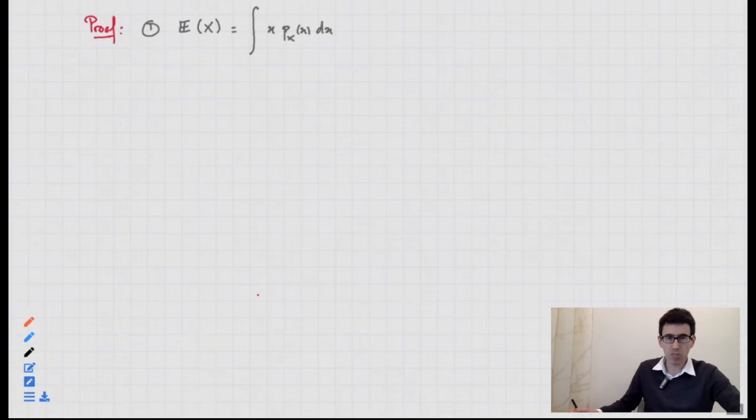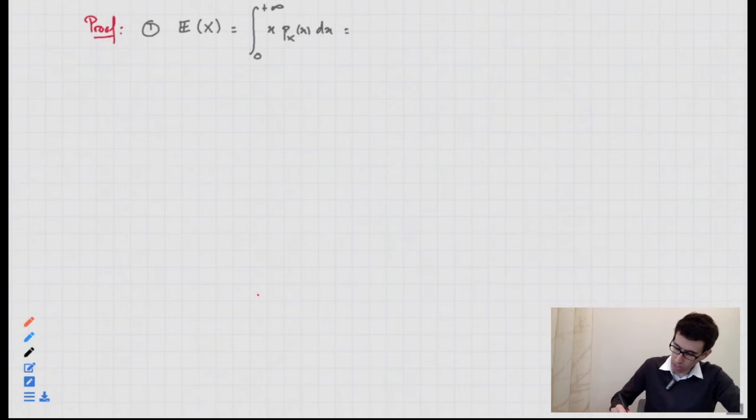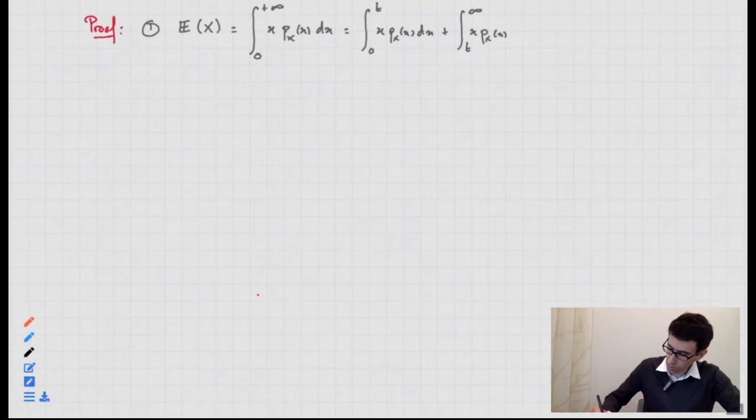Now, what is the range of my integral? A key assumption in Markov's inequality is that the random variable is non-negative, so I integrate from 0 to infinity, not from minus infinity to infinity, 0 to infinity. And what I'm going to do next, I'm going to split that integral into two parts. I'm going to integrate first from 0 to t of x p_X of x dx, plus the second part, the integral from t to infinity of x p_X of x dx.